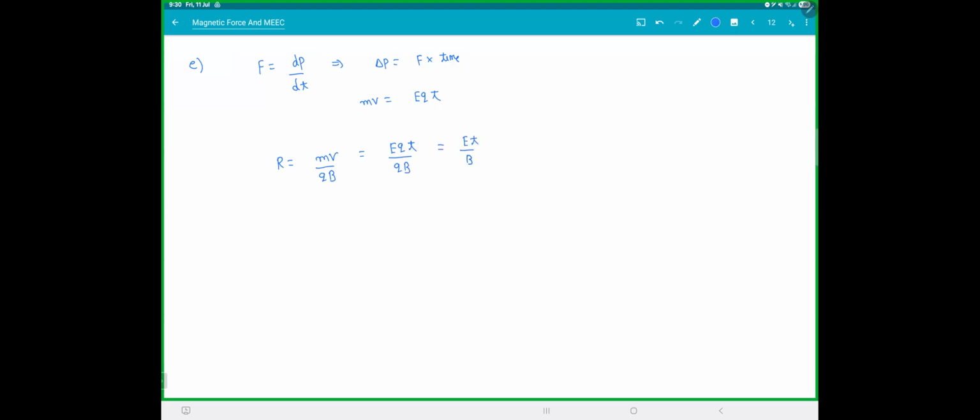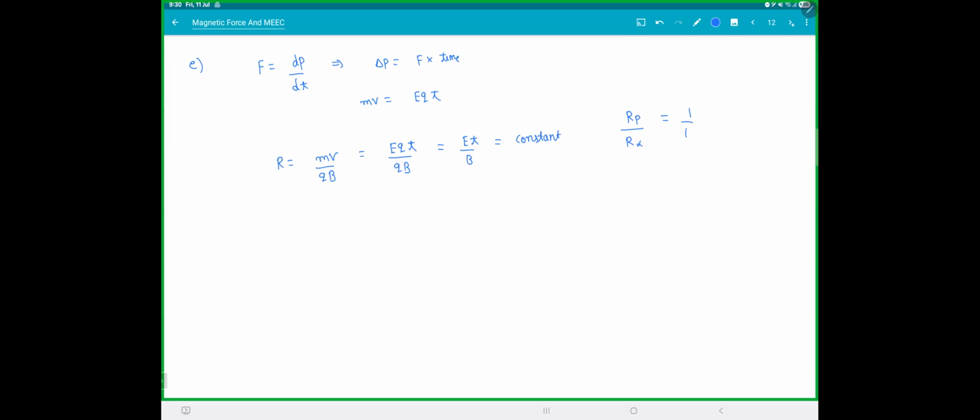Interestingly, if you see, this is constant. Electric field is constant, time is same, B is same. So independent of the particle, as long as it is charged, the ratio is 1:1. Means you take a helium nucleus, you take a sodium nucleus, you take anything, it doesn't matter. All will have 1:1 ratio for this case. Clear with this?